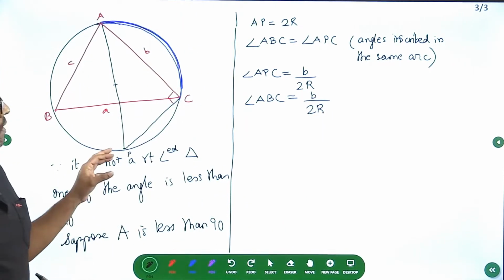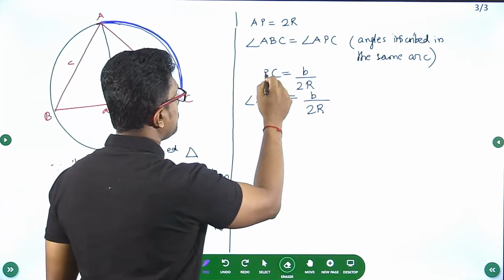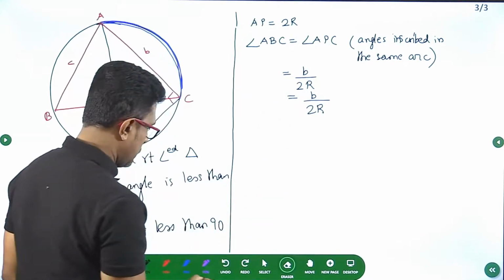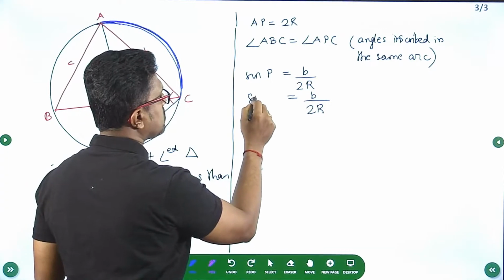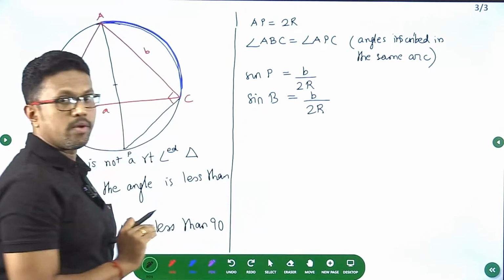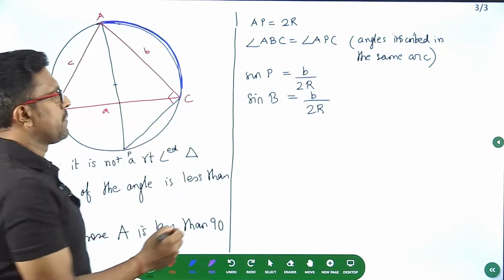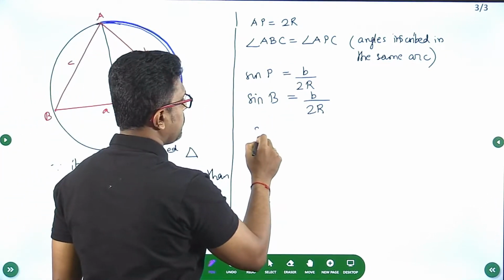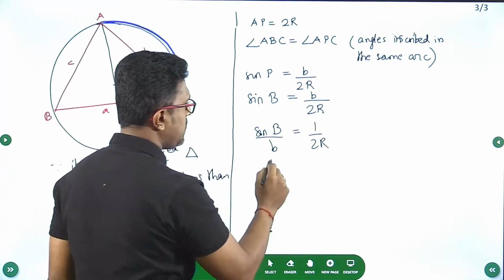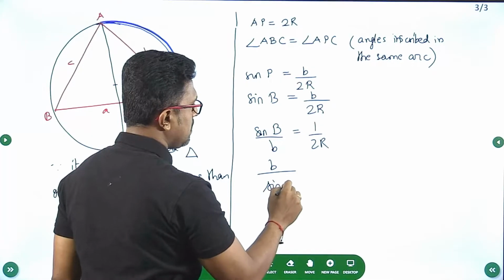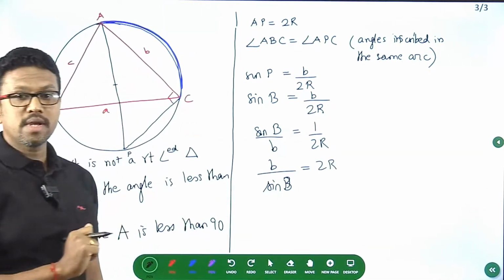सो सॉरी, एंगल APC नहीं, साइन ऑफ P होगा यहाँ पे. ओके, सो दिस वैल्यू विल बी साइन ऑफ P विल बी इक्वल टू, करेक्ट. तो साइन ऑफ P विल बी इक्वल टू B अपॉन 2R. सो सेम वे साइन ऑफ B विल बी ऑल्सो इक्वल टू B अपॉन 2R, करेक्ट. तो साइन P के लिए वी कैन राइट साइन B. सो साइन B अपॉन B विल बी इक्वल टू 1 अपॉन 2R. सो B अपॉन साइन B is equal to 2R. तो ये वैल्यू B अपॉन साइन B is equal to 2R.